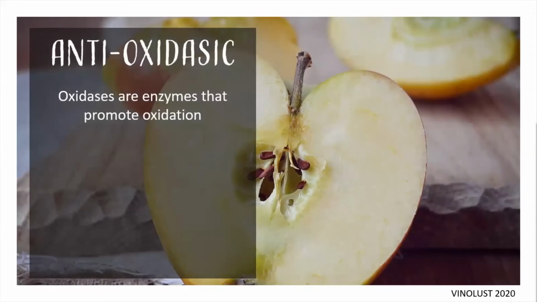And then the third most important thing, and this is kind of in relation to the other two as well, is that sulfur dioxide acts as an antioxidase. So what does that mean? I know I sound like I know a lot about science, but really it's just very specifically associated with wine. Basically, oxidases are enzymes, and enzymes are essential for all chemical reactions that exist in life. They basically are catalysts. So an oxidase is an enzyme that promotes oxidation.